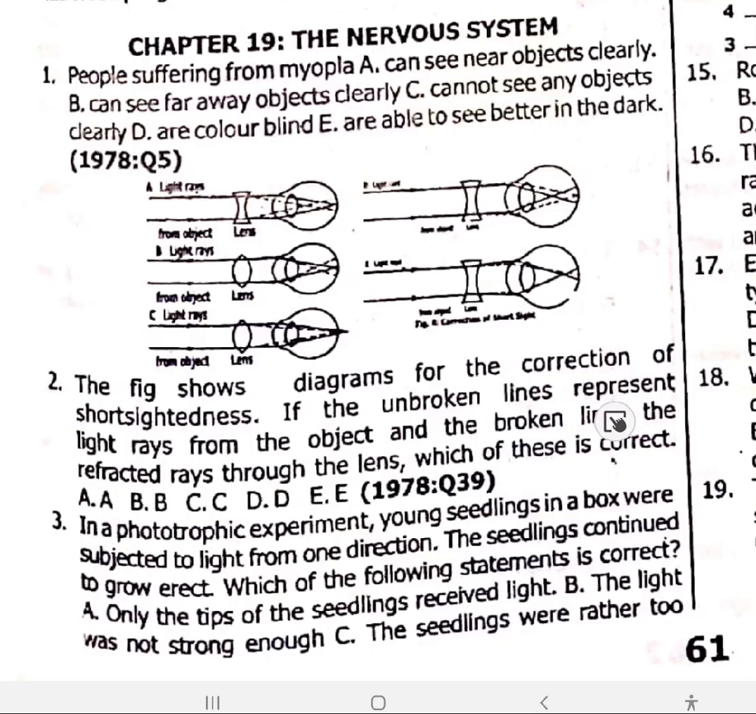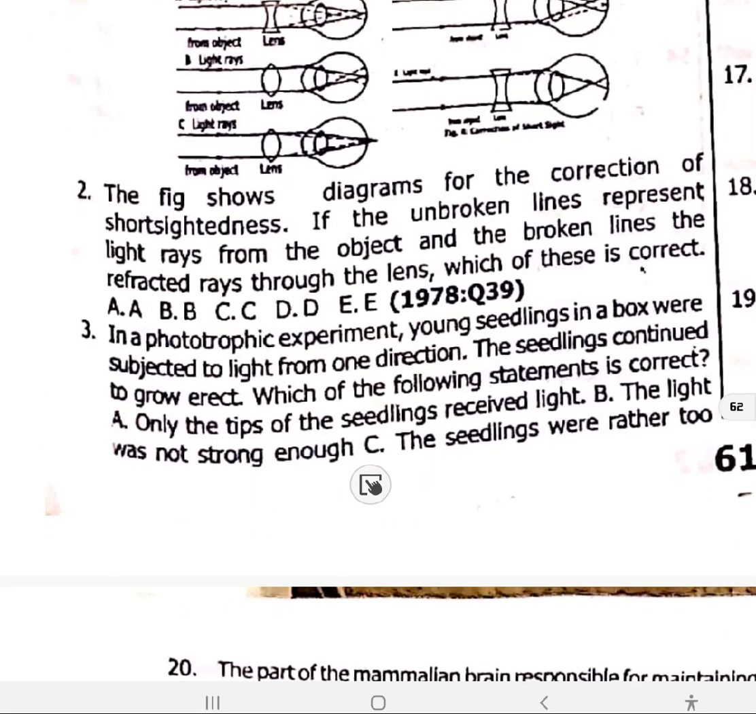The reflected rays through the lens. Number two is option D, the correct one. If you need more explanation on that, you could screenshot this and send, so I'll make more explanations on it for you. Number three, because of time.